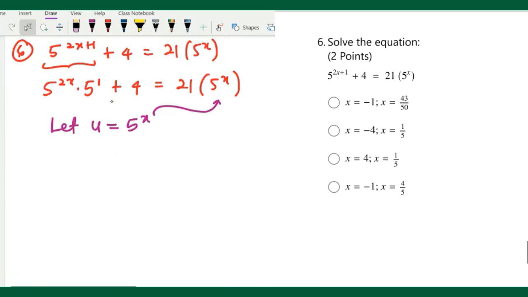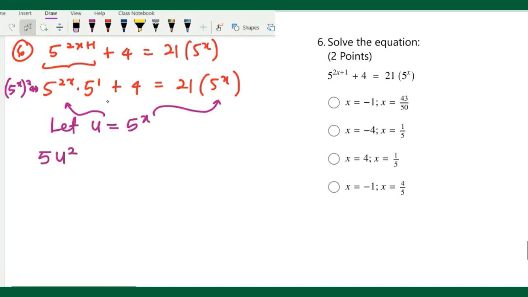Later we substitute with u. The same goes for here, except this is 5 to the power of 2x. So we need to simplify it as 5 to the power of x times 2. Okay, it is equivalent to 5 to the power of x squared. So now substitute in terms of u. With the 5 in front, it will be 5u squared.